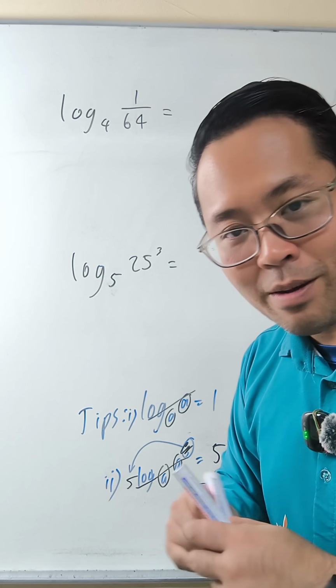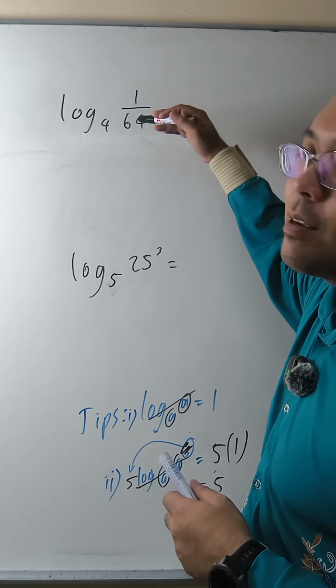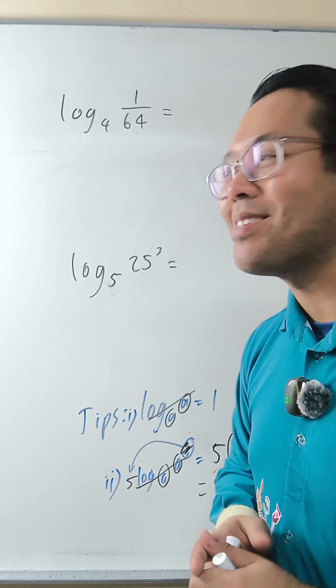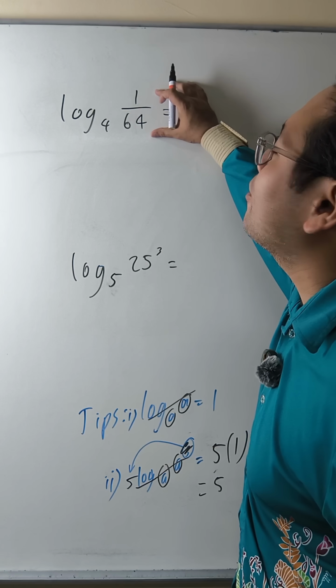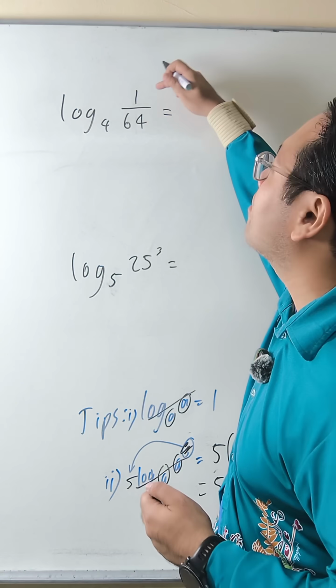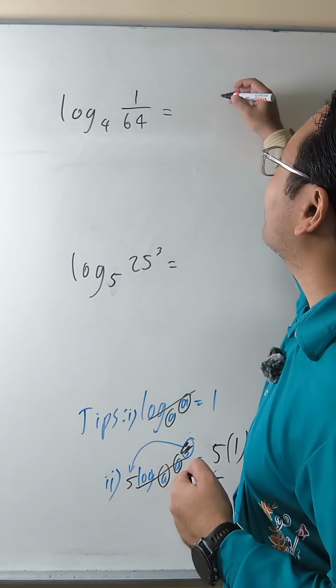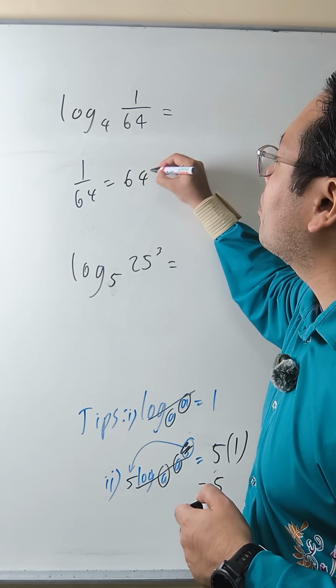You may pause the video and try it by yourself. Are you ready? Okay, 1 over 64. Most of the time my students just go blank, they can't even do it. Okay, so how do I make it into not a fraction? Can I bring my 64 up, since up here is 1? Yes, you can. Because remember, 1 over 64 is simply 64 to the power of negative 1.